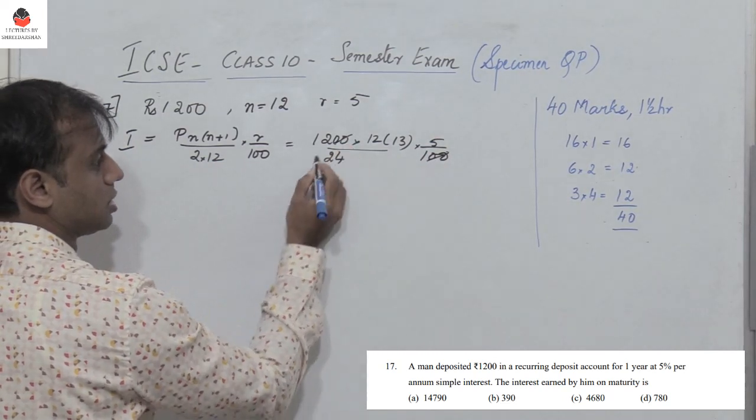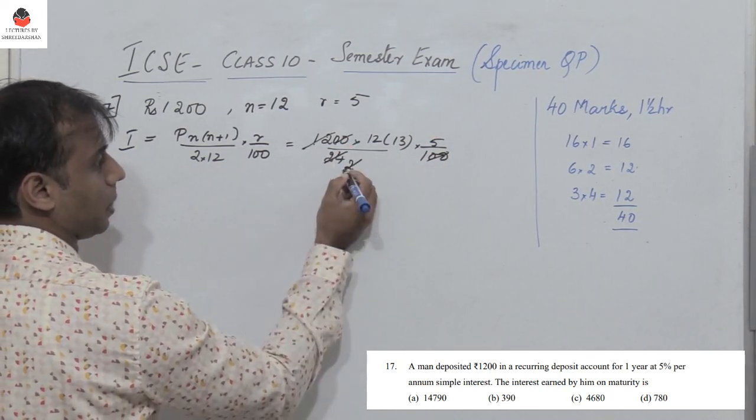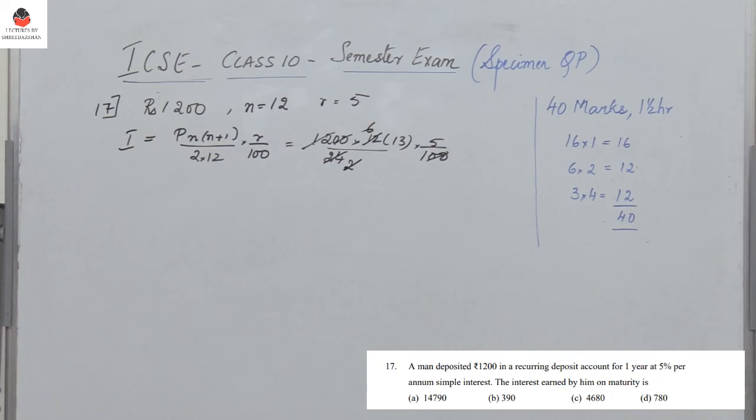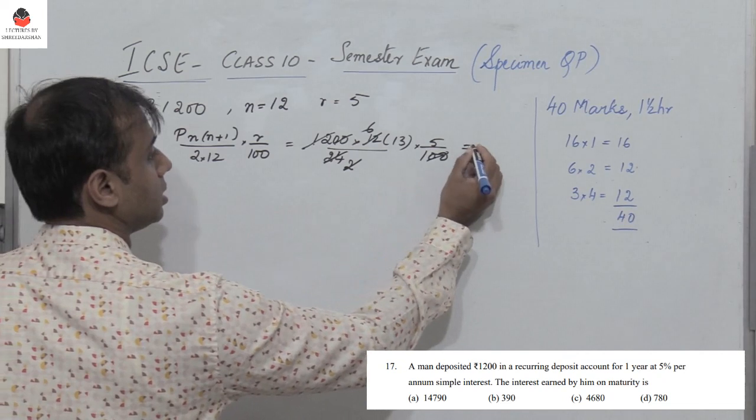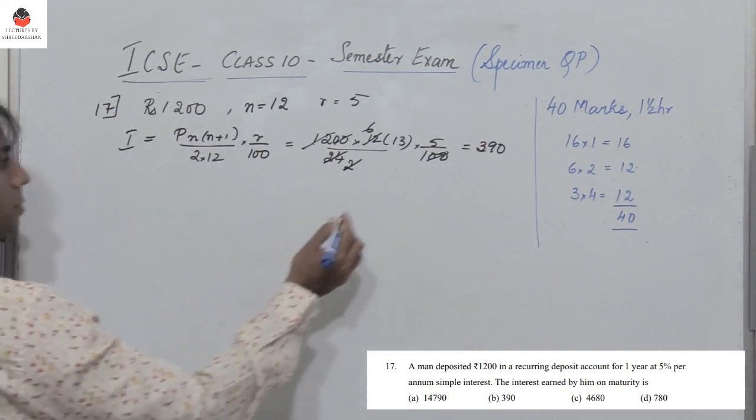So 2 zeros get cancelled. 12 2s are 6s. So you have 6 into 5 into 13. So we get the value as 390. So the right option is option B.